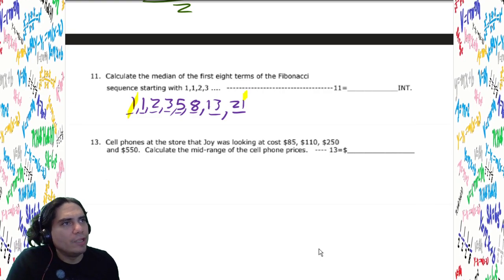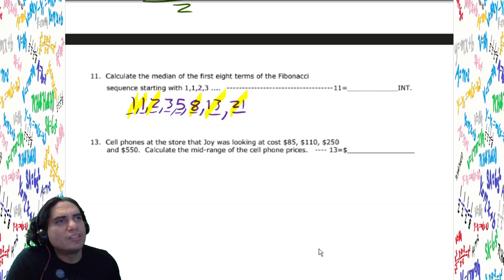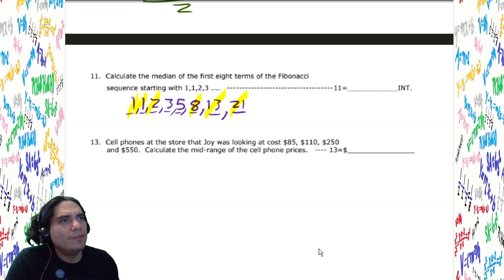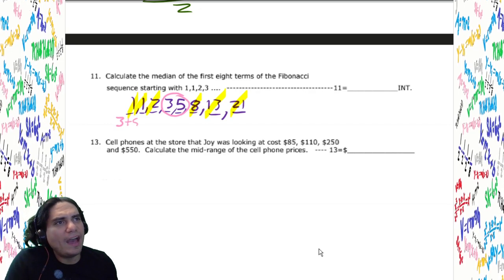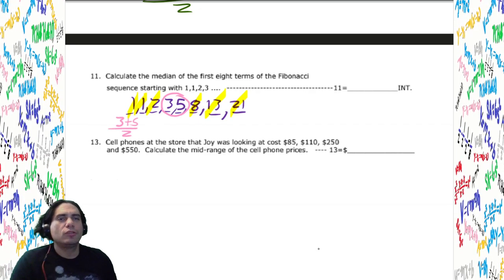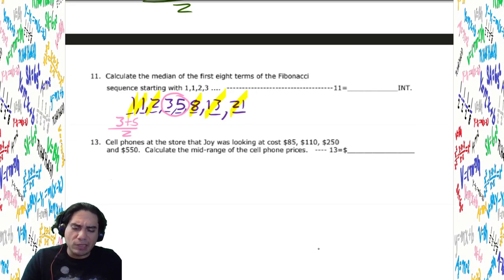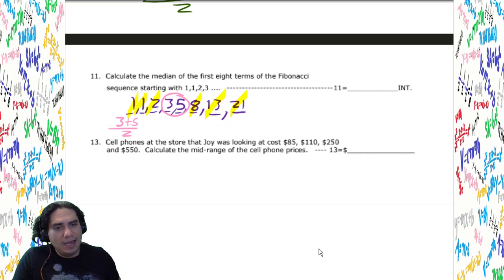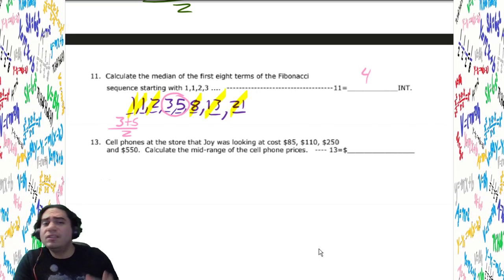Do our endpoints right here. Endpoints time. So now we got 3 and 5. So let's go ahead and get 3 and 5. Put them together. 3 plus 5 divided by 2. Now, some of you already could probably do this without a calculator. And I hope you noticed this. A lot of these problems could be done without a calculator. A lot of this is just setup.